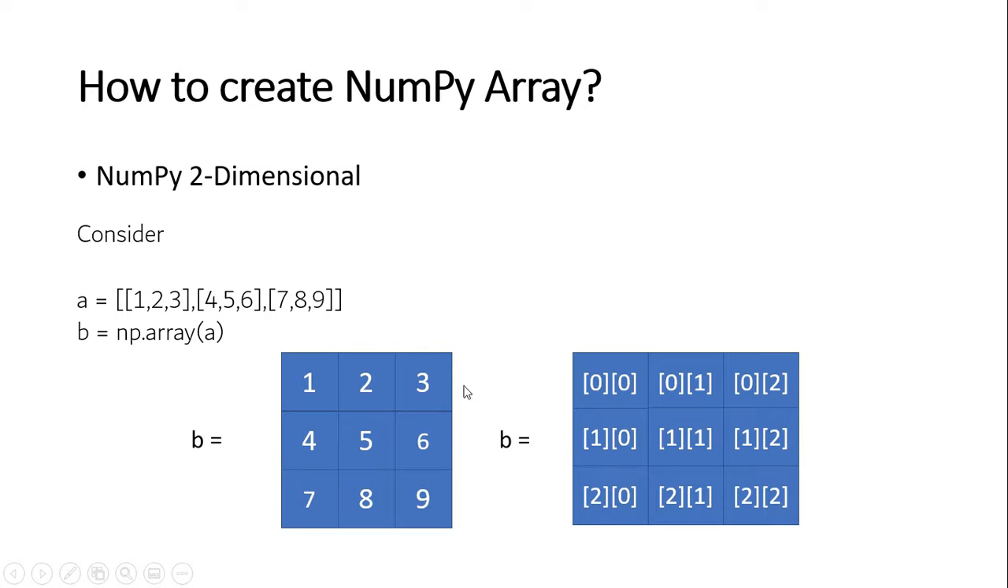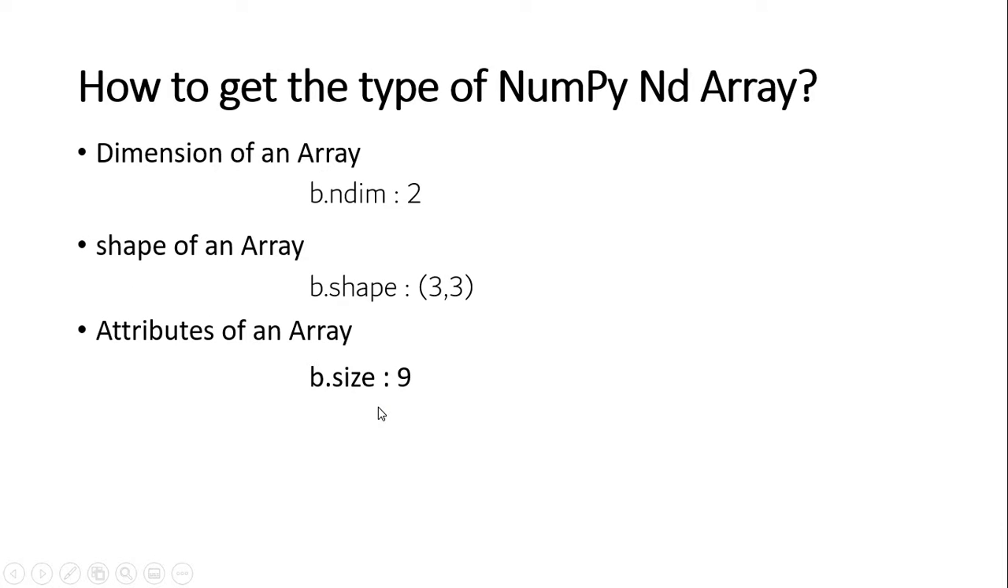This diagram tells the elements the b array is holding, and this diagram tells the index values which we can use to access these elements. And dimension, just like one dimensional, you can also try to extract it.